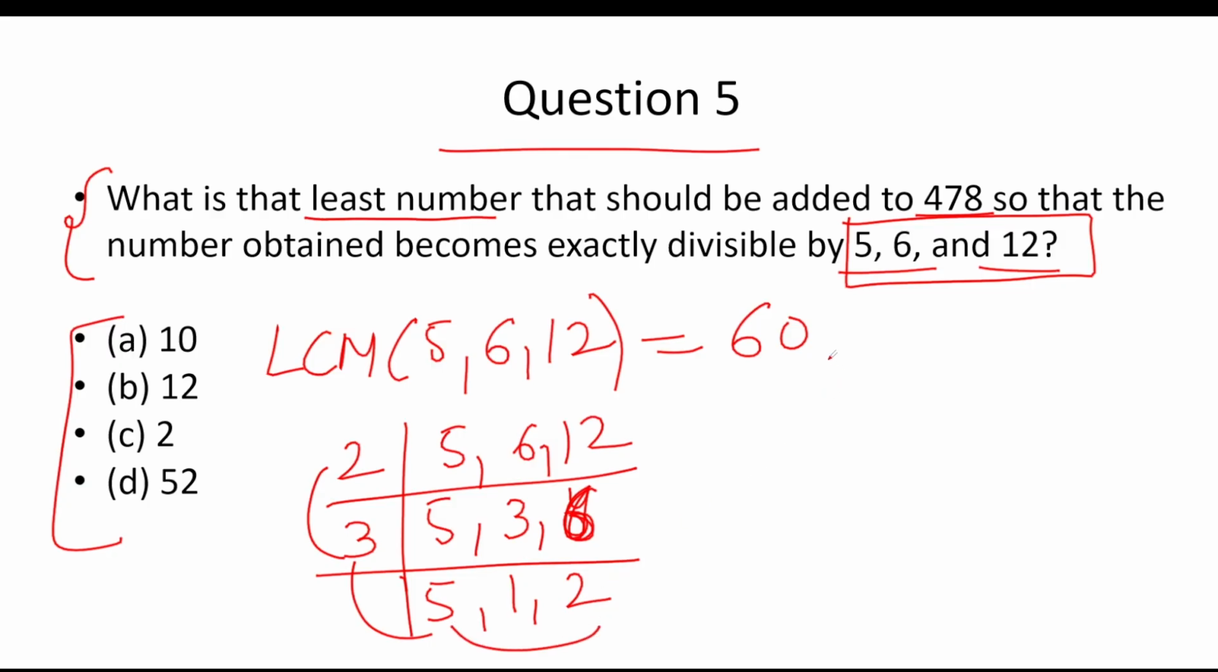30 into 2, 60. So LCM is 60. What you should add in 478 so that it is divisible by 60? As you know, we can add 2, that is the least number, because we have to find the least number.